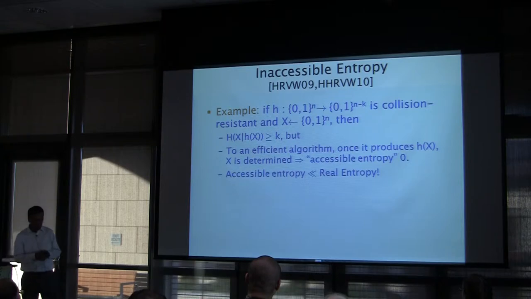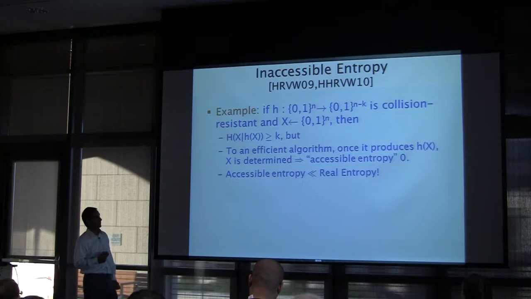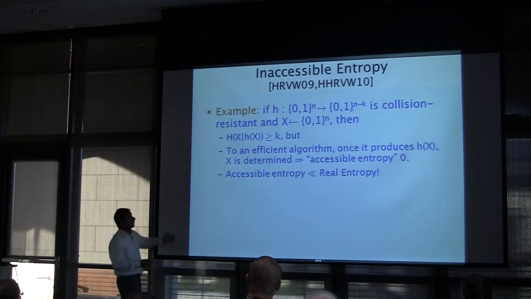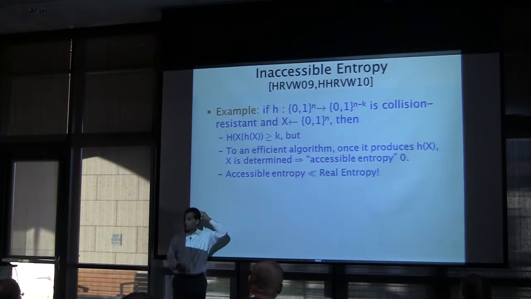So this can be formalized into another computational notion of entropy, which we call inaccessible entropy. And the interesting thing here is that this seems dual to the notion of pseudoentropy that I talked about. In particular, in this example, this notion is interesting when the computational form of entropy, the accessible entropy, is much smaller than the real entropy.